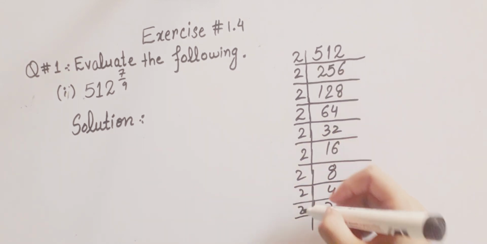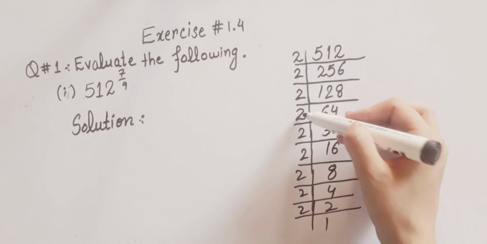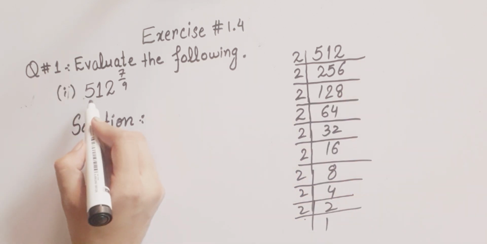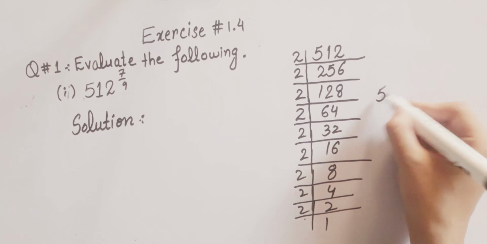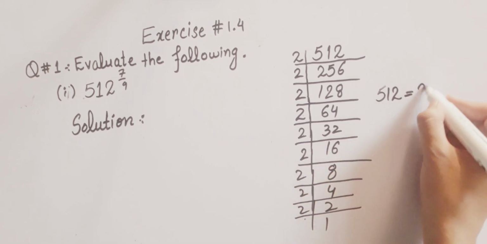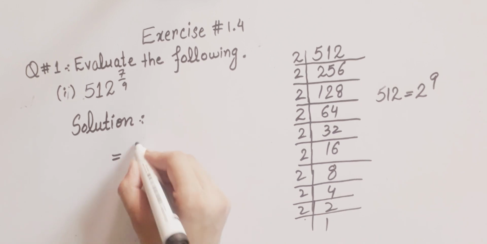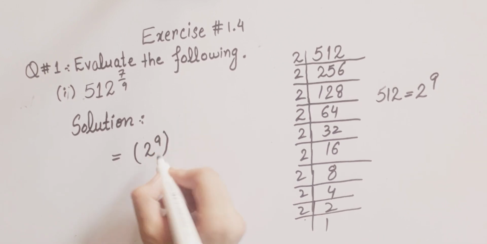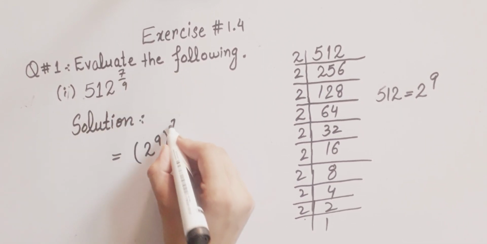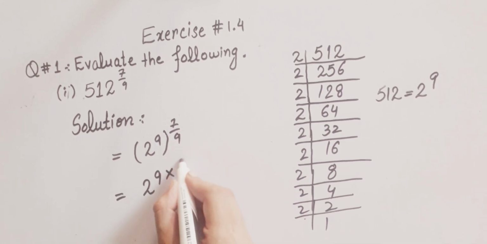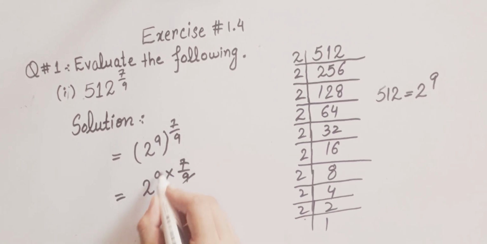So we will count all these: 1, 2, 3, 4, 5, 6, 7, 8 and 9. So we will write 512 is equal to 2 power 9. So 2 power 9, whole power 7 by 9. We multiply 2 power 9 into 7 by 9. 9 will be cancelled. We have 2 power 7 as the answer.